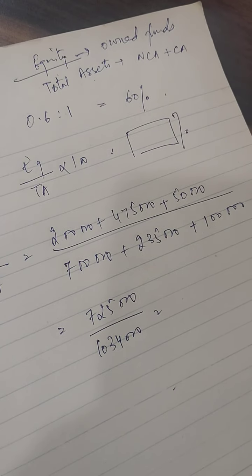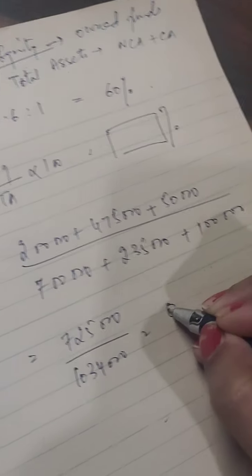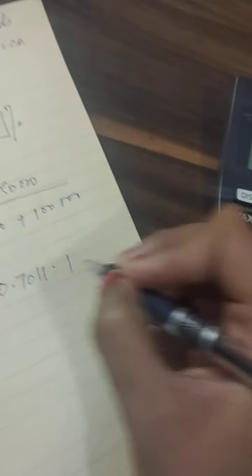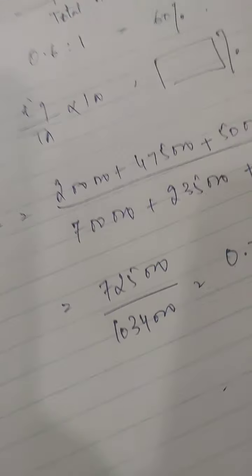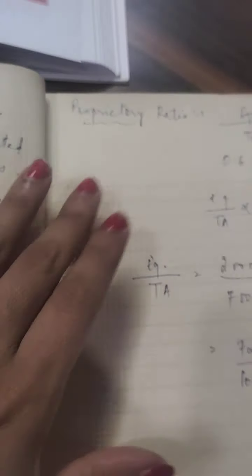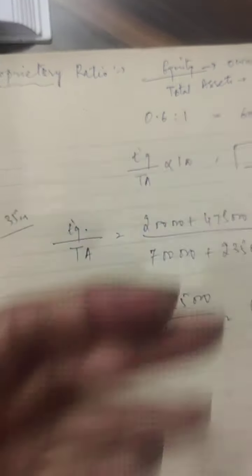If you divide, you find it comes out to 0.7011. That is 0.7011 is to 1, or you can also write 70%. Right? So this was a very easy ratio. You just need to know the formula, and the calculation can be done very easily.